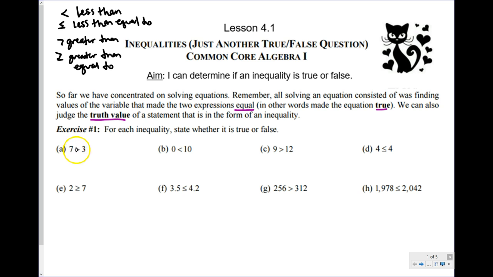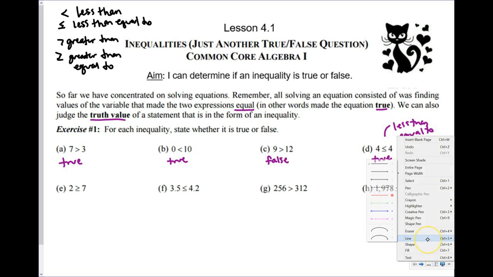Number 1, 7 greater than 3. Is that true? Absolutely. 7 is definitely bigger than 3. Letter B, is 0 less than 10? Yes, it's true. So we're going to write true. Letter C, is 9 greater than 12? Nope, 9 is not greater than 12. Letter D, 4 less than or equal to 4? Yes, that is true. 4 is not less than 4, but it is also equal to, because it's got that little line under there, right? This is a less than or equal to.